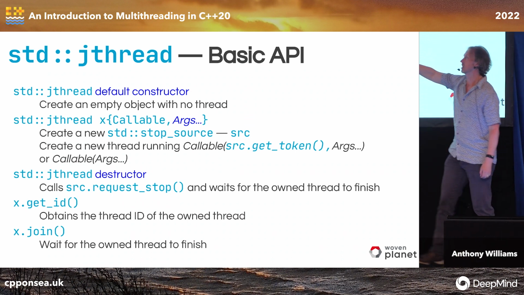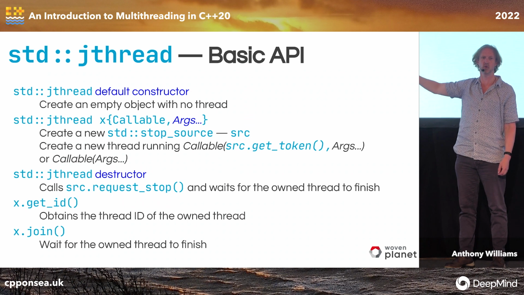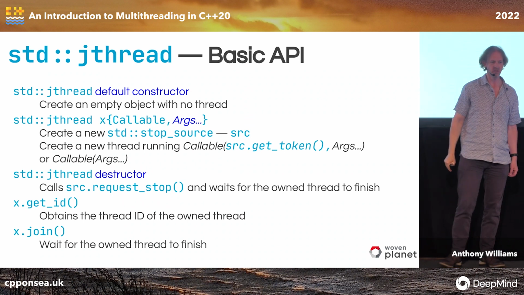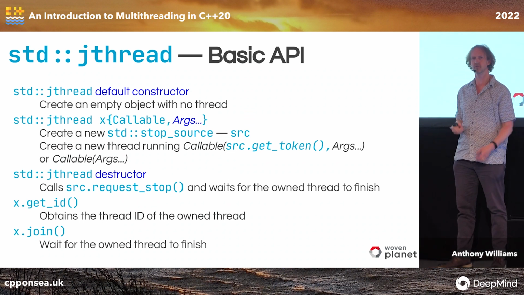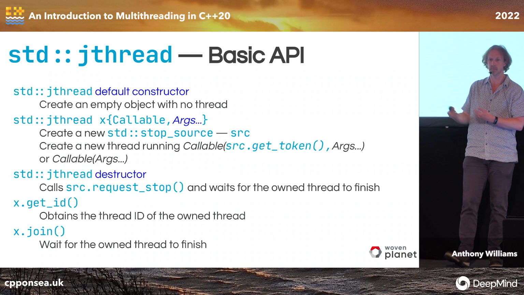The destructor, so whereas the std::thread destructor just kills your application if you've still got a running thread associated, the destructor of jthread is much more sensible. And it says, well, you're trying to destroy the thread handle. So first of all, I'm going to actually say, this thread ought to be stopping now. So I'm going to request that it does stop. And then I'm going to wait for it to finish.